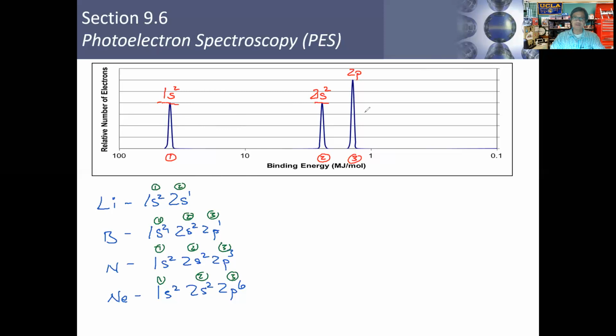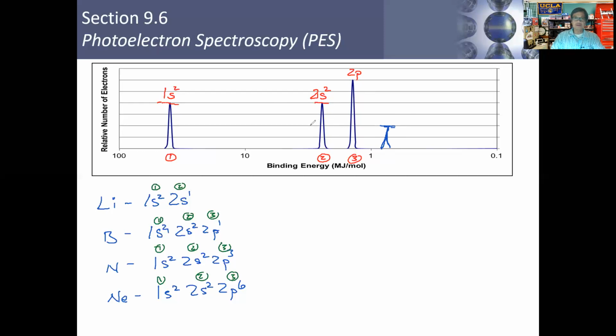So you can imagine if this peak were for boron, the 2p peak would only be half as large as these two, because that would represent one electron. This peak here is not half of these two, and hopefully you see this. You only have one electron in the p orbital here.